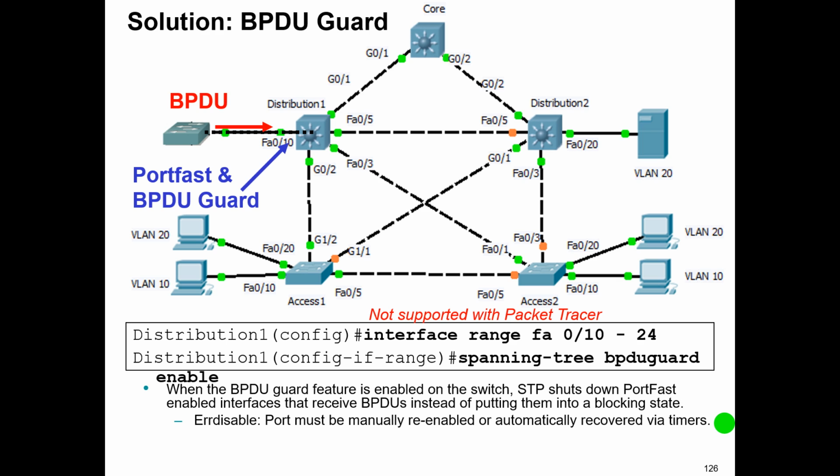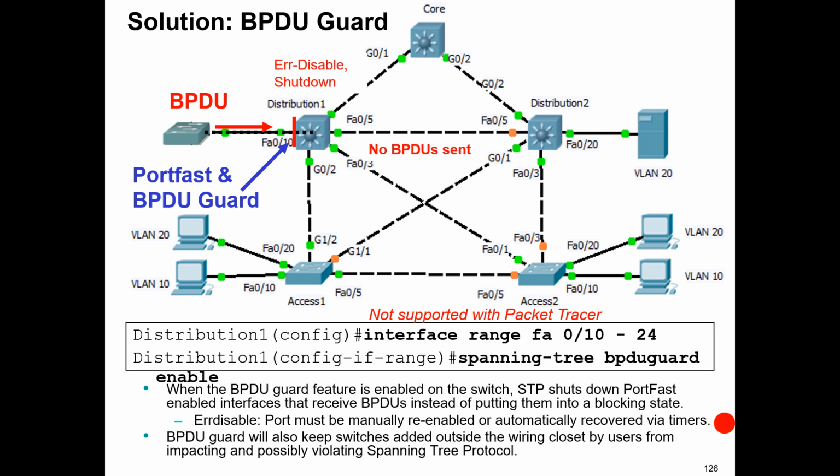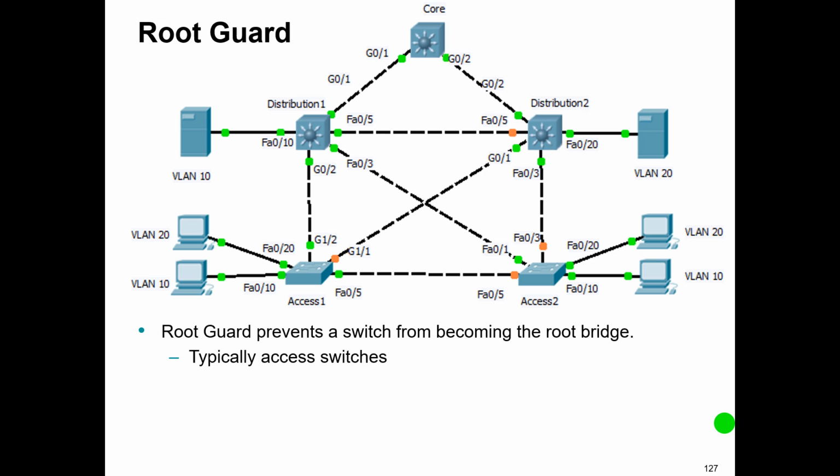So the BPDU would come into the distribution 1, and an error disable will shut down that interface, meaning no BPDUs will be sent or forwarded to other switches. Thus, the possibility for disruption or misinformation for STP is going to be more limited.